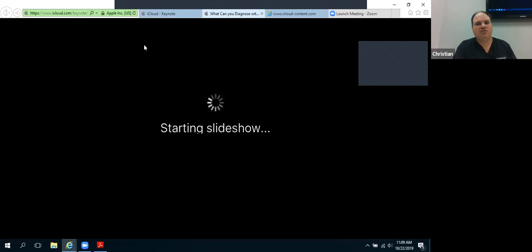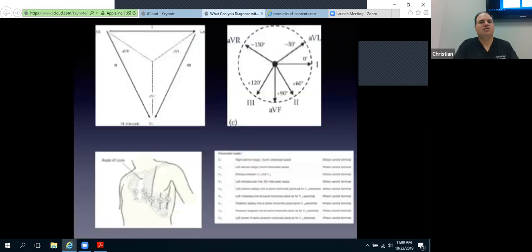If we go back to that regional approach, you appreciate that II, III, and aVF are the inferior portion of the heart. I, aVL, and V6 are the lateral aspects of the heart, right? The anterior portion of the heart is going to be picked up on V1, V2, not on the limb leads, right? That's going to be V1, V2, V3. That's our anterior portion of our heart.